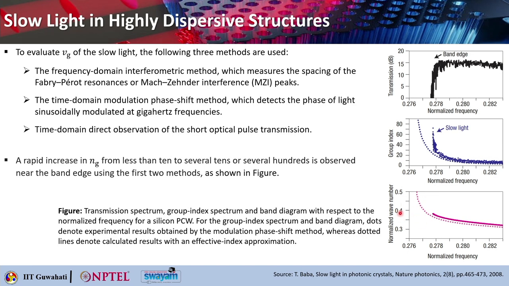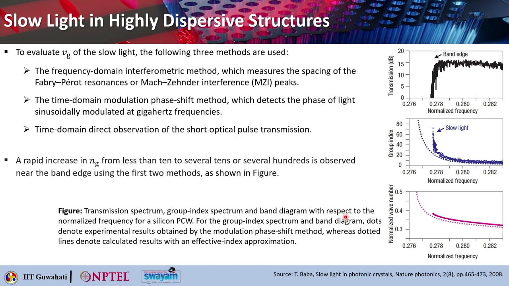So this is the band diagram with respect to the normalized frequency for silicon photonic crystal waveguide shown here. For the group index and the band diagram, you can see that these particular dots give you the experimental results which are obtained from the modulation phase shift method, whereas the dotted ones are the calculation done by effective index approximation.